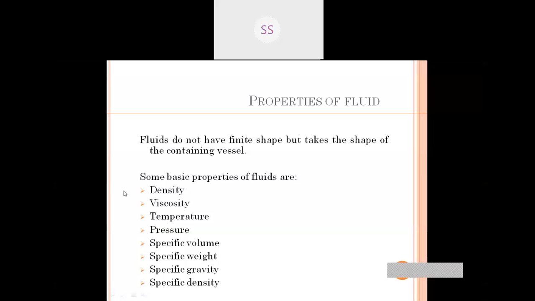Next property is specific weight. Specific weight is the weight possessed by unit volume of a fluid. Unit volume means 1 meter cube. So the weight of 1 meter cube volume of a fluid is its specific weight. It is denoted by the letter small w, and its unit is Newton per meter cube. Weight is a force, where the unit of weight is Newton and the unit of volume is meter cube, therefore the unit of specific weight is Newton per meter cube.